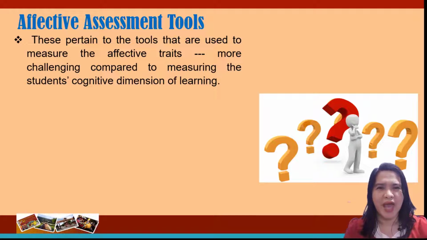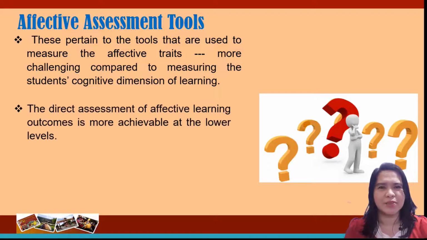For this, we have the direct and indirect affective assessment of the learning domain. The direct assessment of affective learning outcomes is more achievable at the lower levels. For instance, a teacher can take online attendance in Moodle to measure students' willingness to learn. Teachers may also consider the number of times the students were able to complete assignments and online activities. These are actually evidences at the responding level of the affective domain.